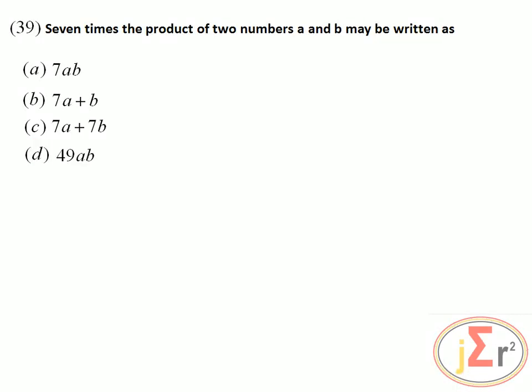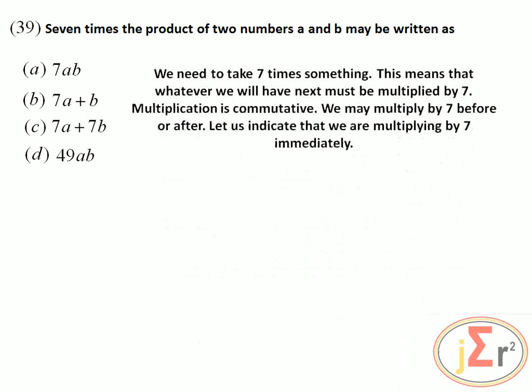7 times the product of two numbers A and B may be written as... We need to take 7 times something. 7 times the product of A and B. This means that whatever we will have next must be multiplied by 7. Multiplication is commutative. We may multiply by 7 before or after. So let us indicate that we are multiplying by 7, and let us do it immediately before.